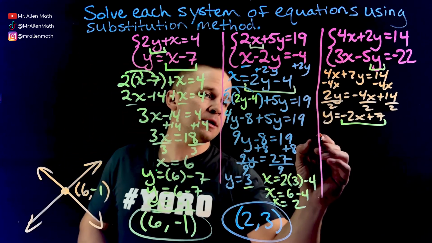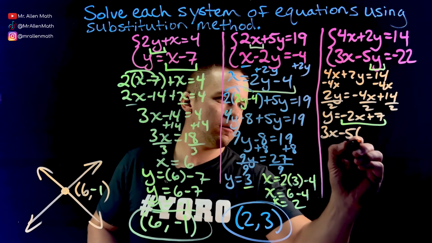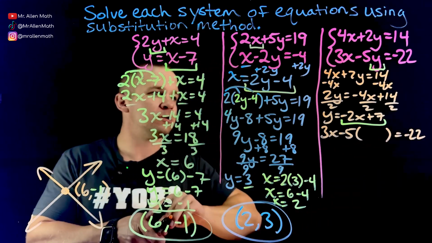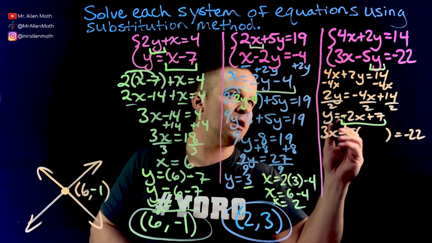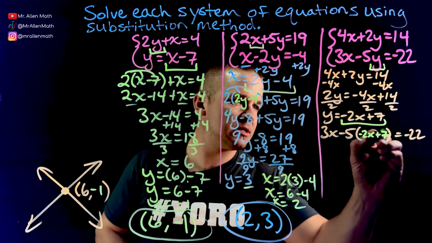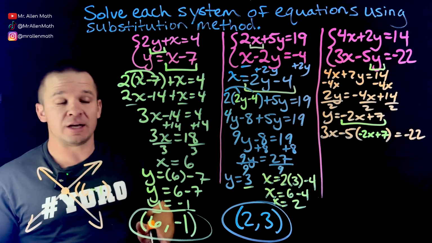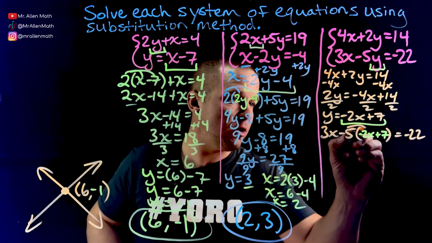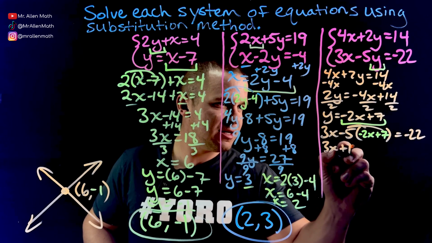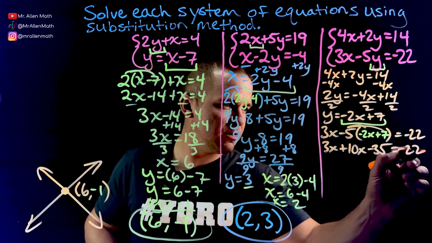I got 3x minus 5y equals negative 22. So let's plug this stuff in here. I'm going to need to uncap my marker for that. Negative 2x plus 7. Nice. And now I can algebra with this thing, right? I can distribute the negative 5. So we got 3x plus 10x minus 35 equals negative 22.